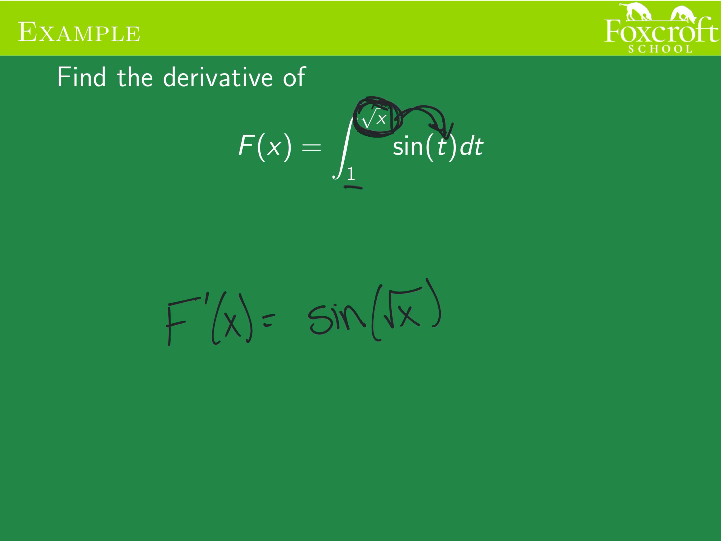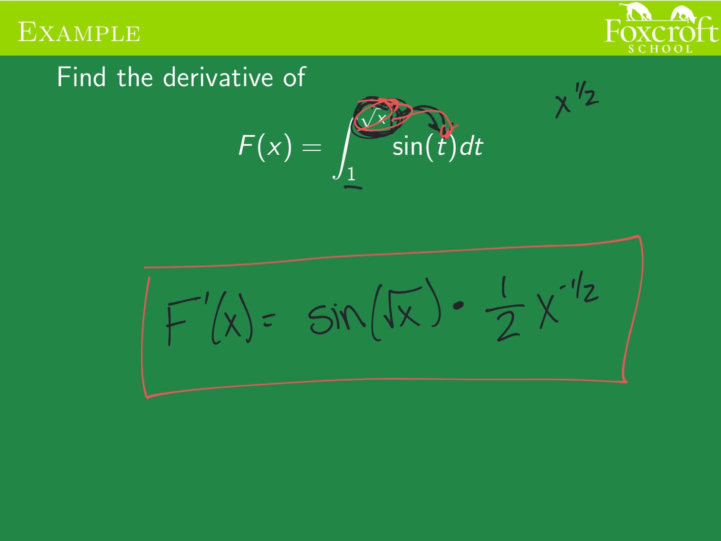I have something more than just a single x in the exponent. So I'm going to multiply this by the derivative of that thing in the exponent. The derivative of x to the 1/2 is 1/2 x to the negative 1/2. So this is my final answer. It's basically a chain rule problem because I have something more complicated up here. I still plug that exact thing in for t, but then I have to do the chain rule and take the derivative of that thing that I plugged in. So it's basically just a chain rule problem, but still using that fundamental theorem.